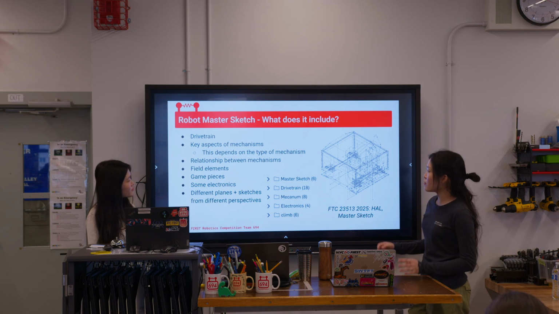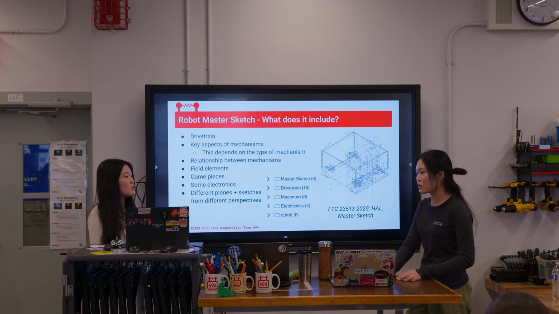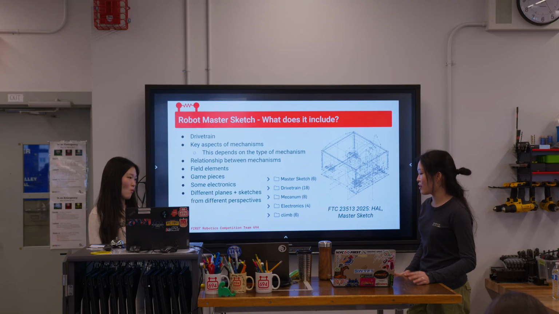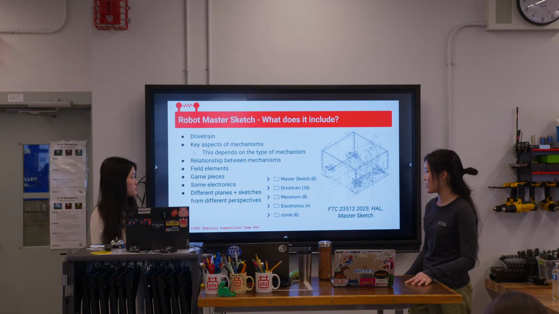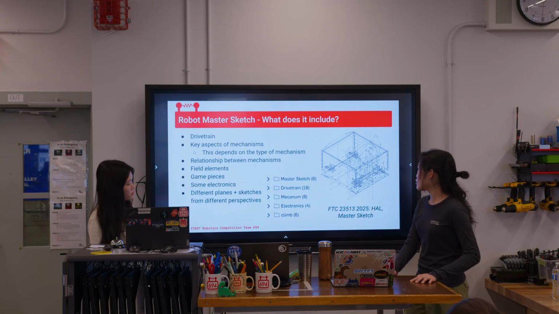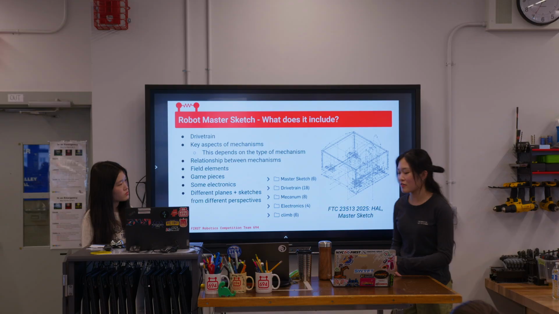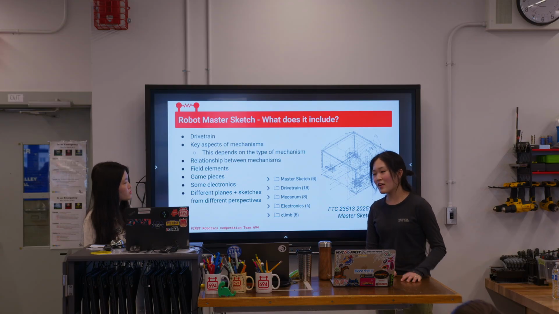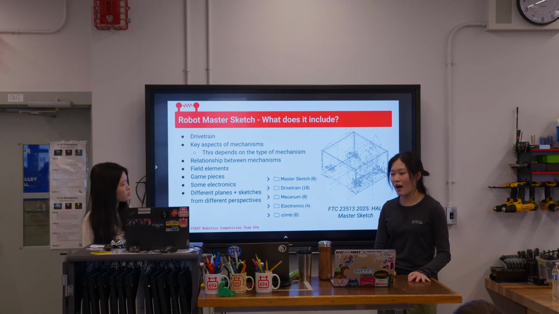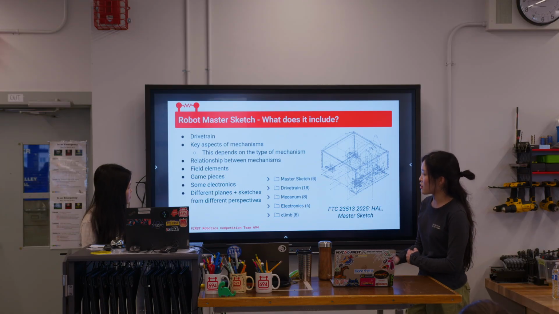On the robot master sketch, there are a lot of key parts that are very important, because otherwise it might further mess up your progress if you make mistakes on it. Obviously, there's the relationship between the different mechanisms. On your robot, you have a lot of different mechanisms. You're not only going to have a drivetrain with an elevator. You also have end effectors on it, and defining the relationship of how they work together is what is represented on the master sketch.